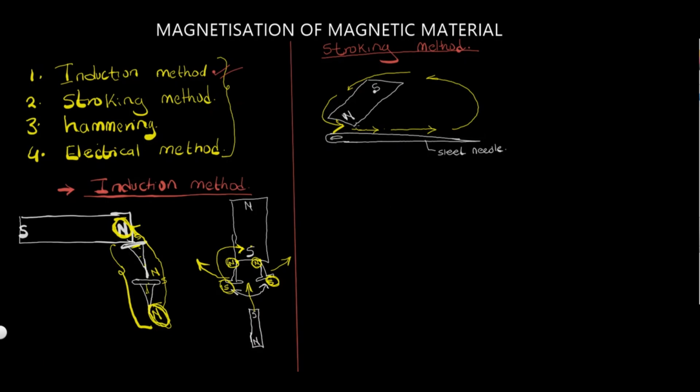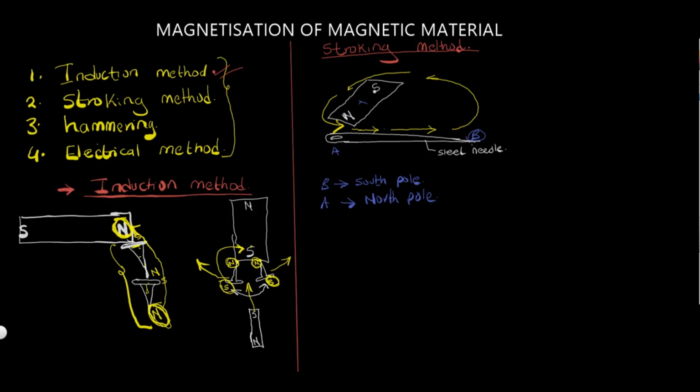Now what do you think will be the polarity of this needle? So let's call this point A, and let us call this point B. So what do you think will be the polarity of point B? The polarity of point B will become the south pole. So B becomes the south pole and A becomes the north pole. So we always say that the end of the needle where the magnet finishes stroking acquires a polarity opposite to that of the stroking end. So if you look, this one is the north pole.